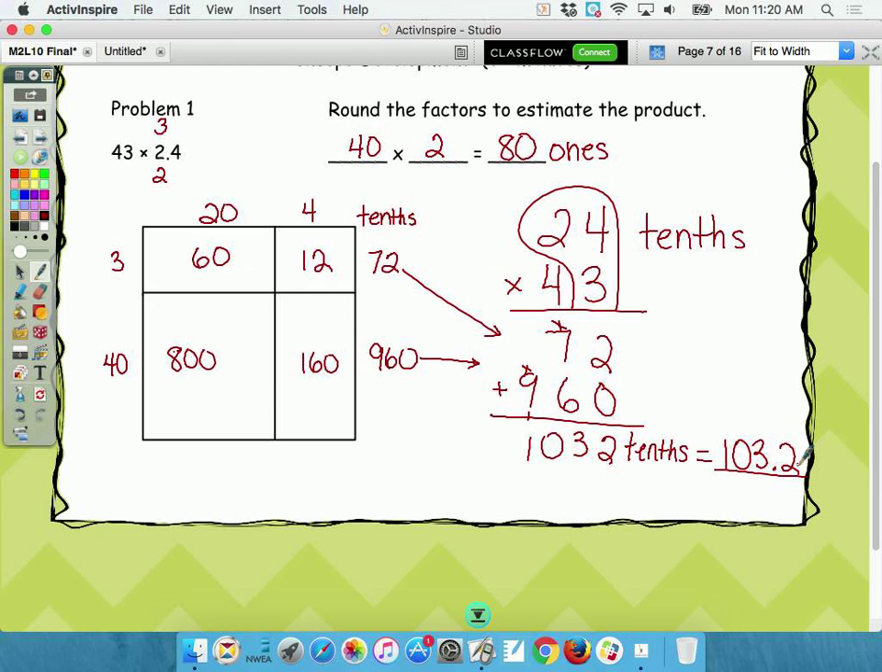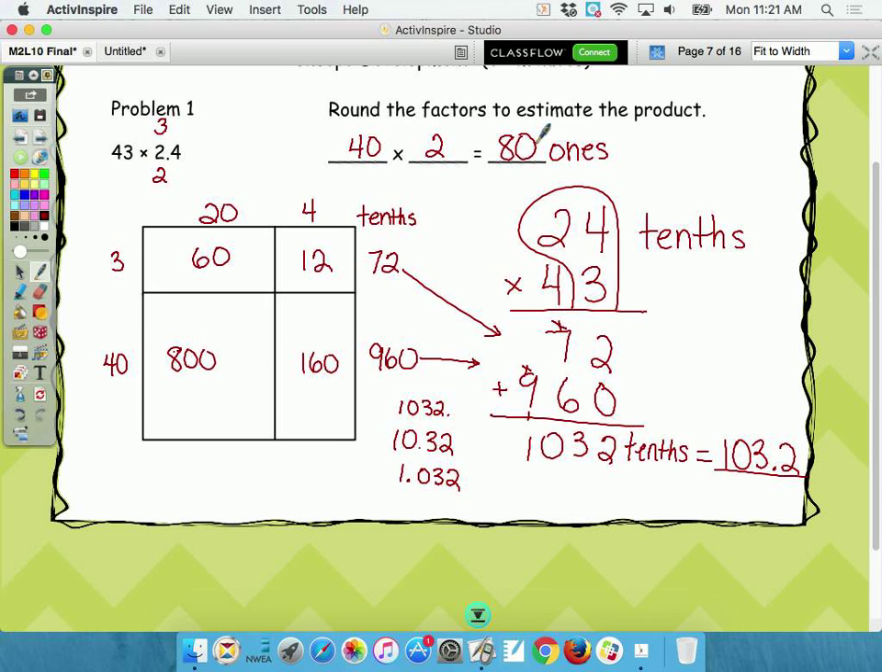And any other option, like 10 and 32 hundredths, wouldn't make any sense. And 1 and 32 thousandths wouldn't make any sense. And 1032 wouldn't make any sense either. So that's the only logical place based on the estimate. See why the estimate's so important?